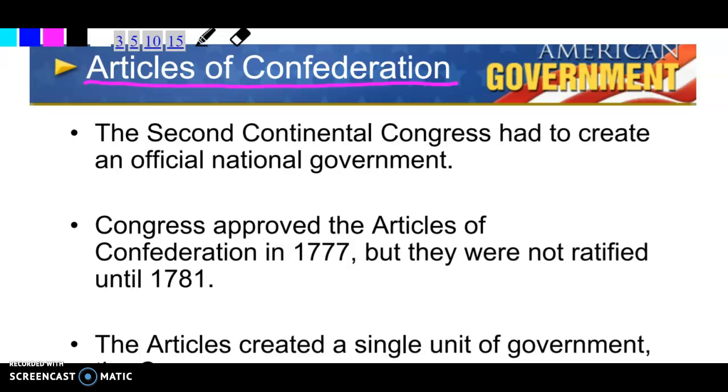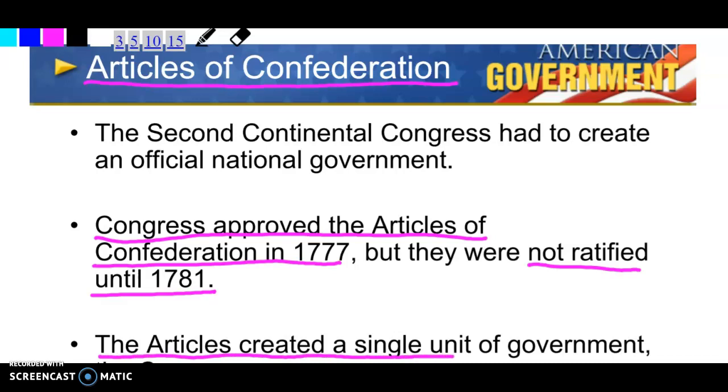So last time we talked about the Continental Congresses. So at the Second Continental Congress, they had to create an official national government. And at that time, Congress approved the Articles of Confederation in 1777. They were not ratified until 1781, meaning they weren't approved until 1781. What was important about it was that the Articles created a single unit of government.